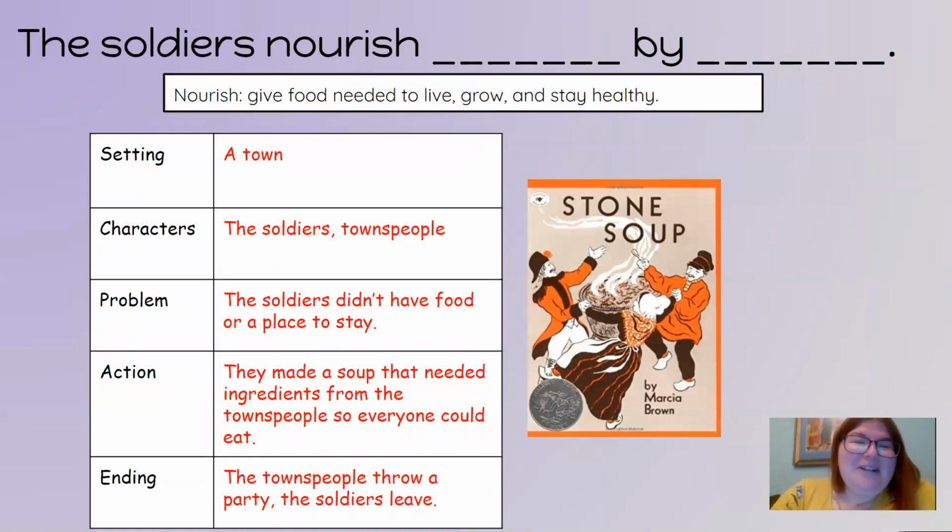So we're going to complete our sentence stem with Stone Soup now. The soldiers nourish who? Who do they give food needed to live, grow, and stay healthy? Right, the townspeople. The soldiers nourish the townspeople by doing what? Go ahead and take 10 seconds and finish that sentence frame.